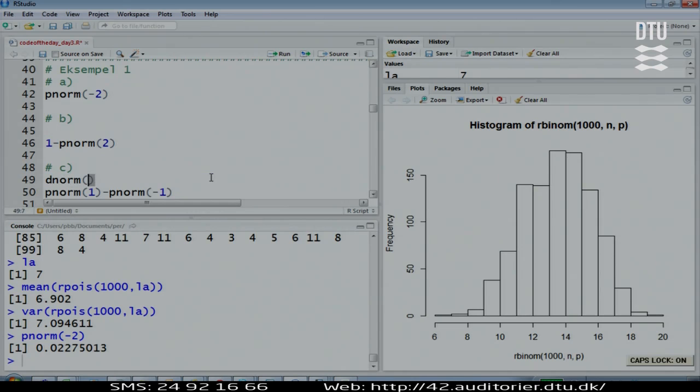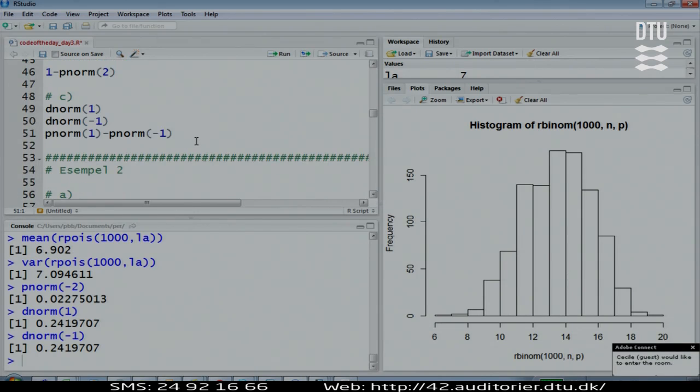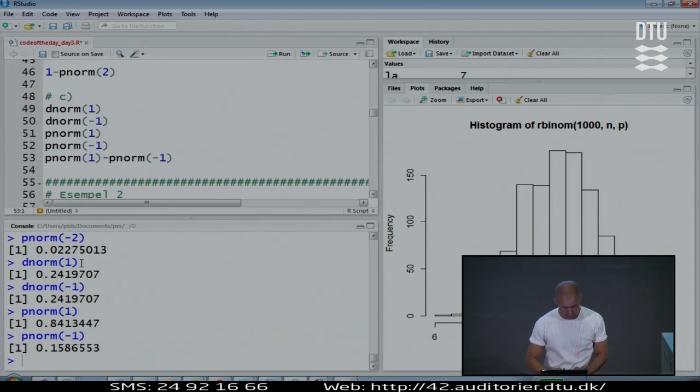The density function, of course, is symmetric here. D norm of minus 1. Let's just look at the D norm. The density is 0.24. But the probability function, just to show you this, is not symmetric in that sense, because these are the two. The left probability of 1 is much larger, that's 84%, whereas the left probability of minus 1 is much smaller.